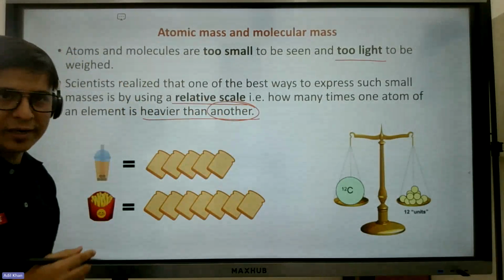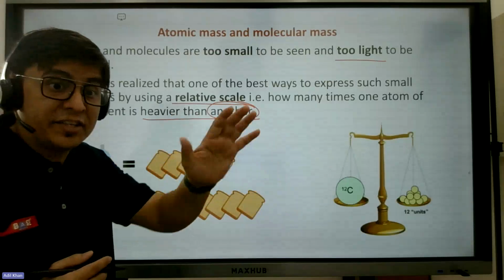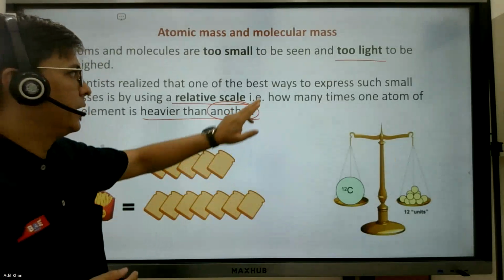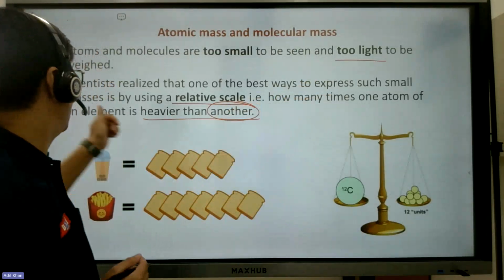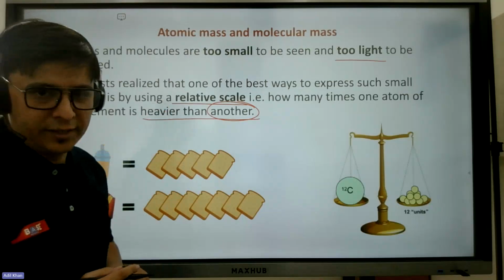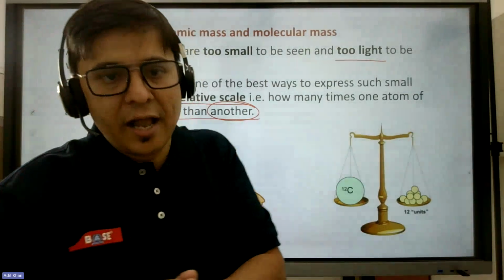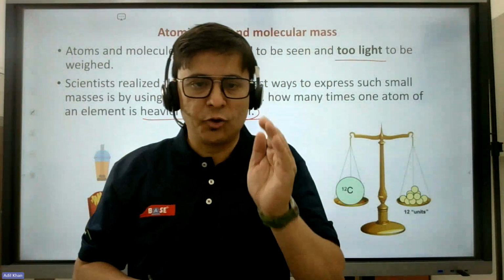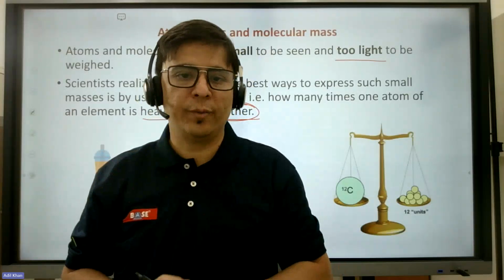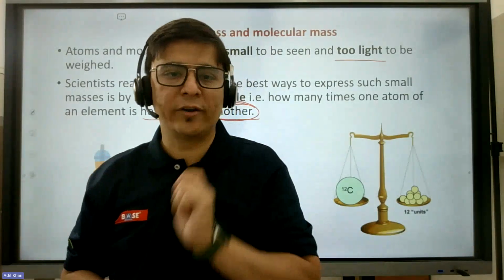So what are you doing? You are relating one sample with another standard sample. How many times one atom of an element is heavier than that of another. So there is a known mass and there is an unknown mass. Using the known mass, you are finding out the unknown mass. Now, what is this known mass? Let's go and find out.